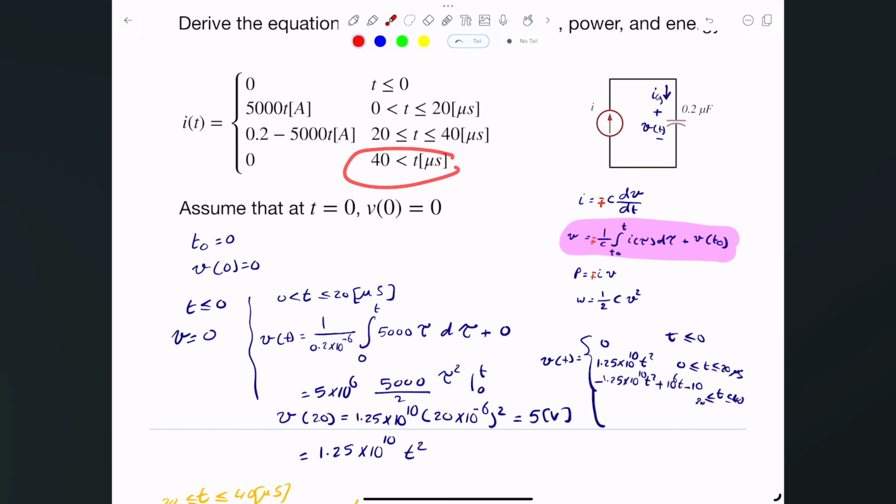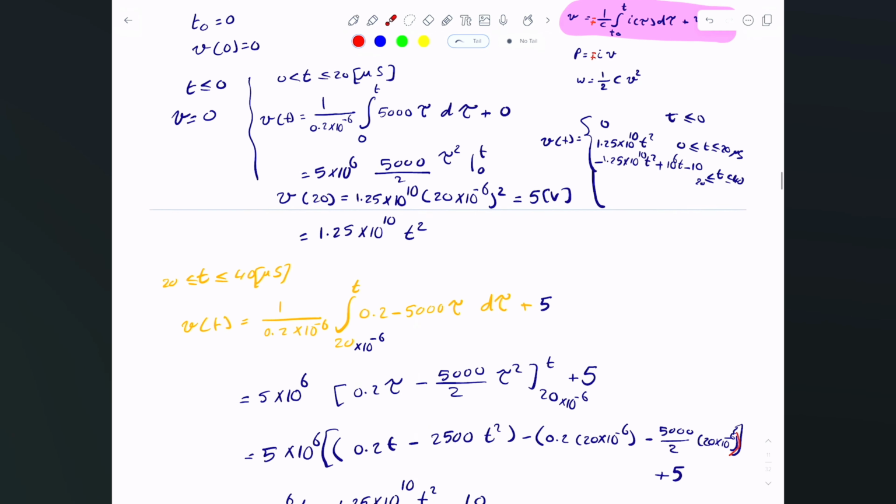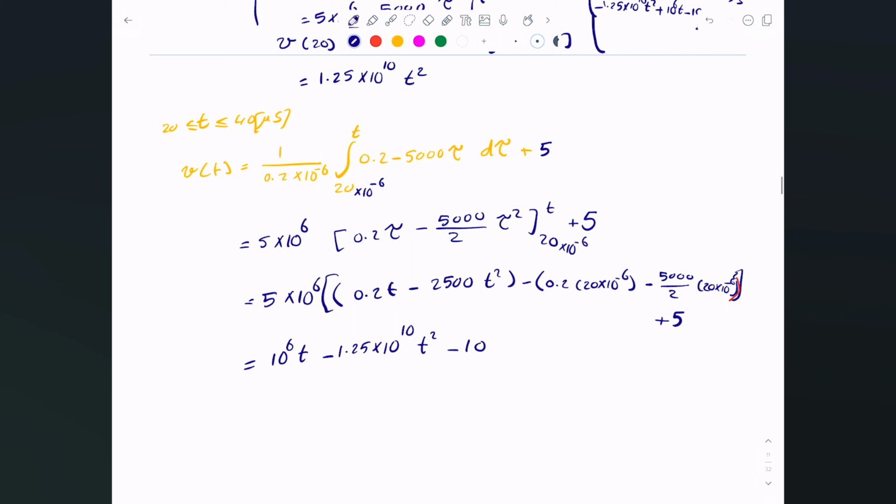For the next stage as well, we will be integrating 0, but what we actually need is to figure out the initial voltage at 40. The way we compute it is by going in here and substituting 40. So we can substitute V at 40 times 10 to the negative 6 because of the microseconds, and we'll end up with the initial voltage for the next stage, which I believe will be 10 volts.